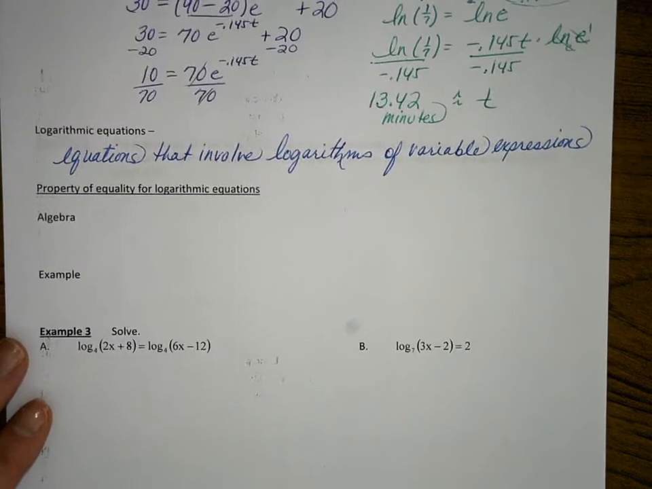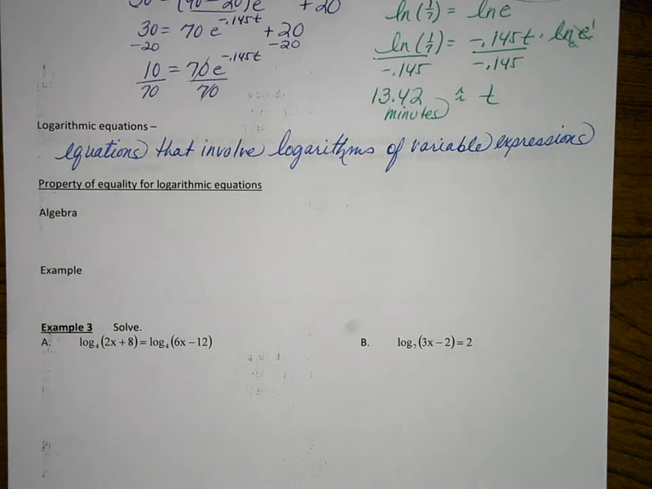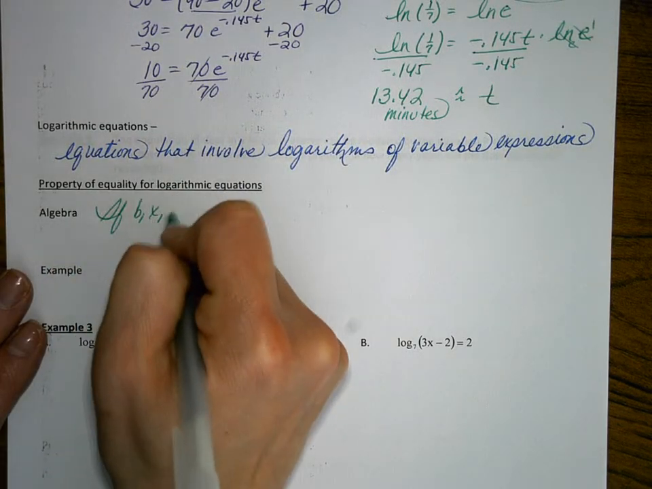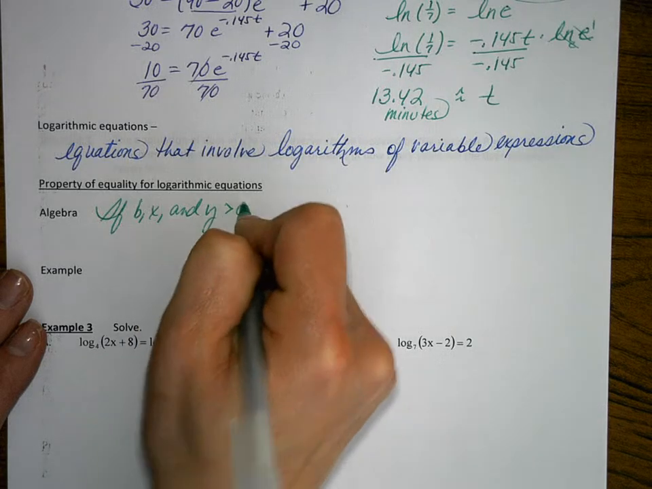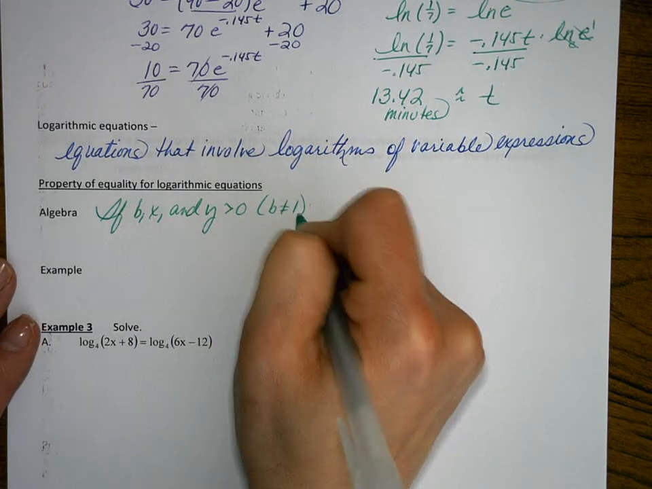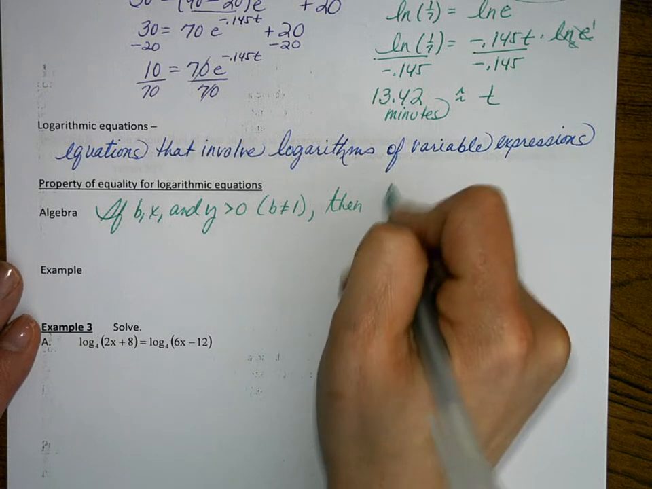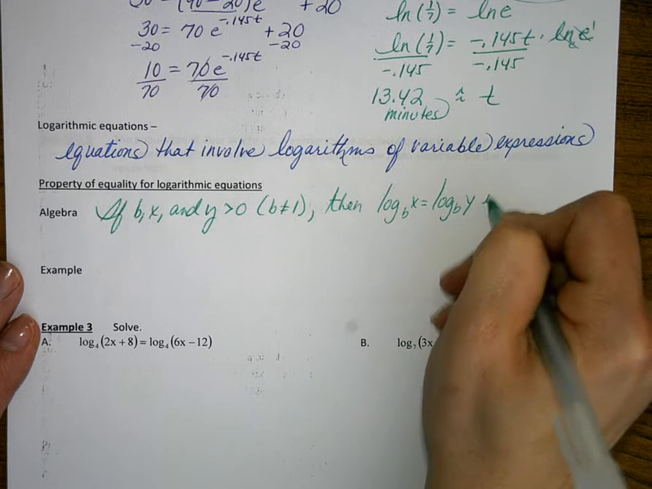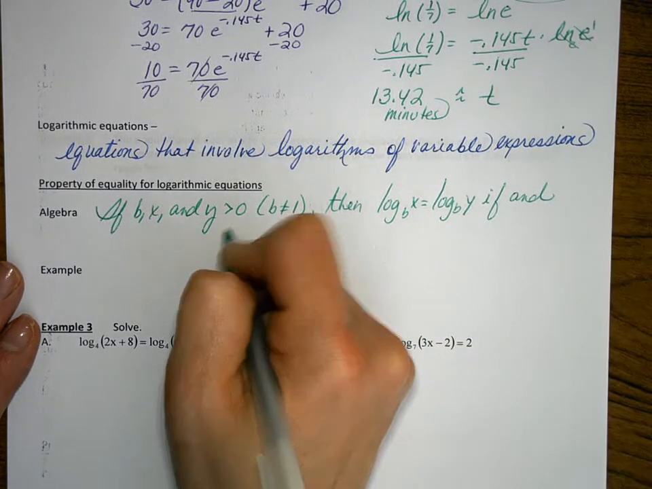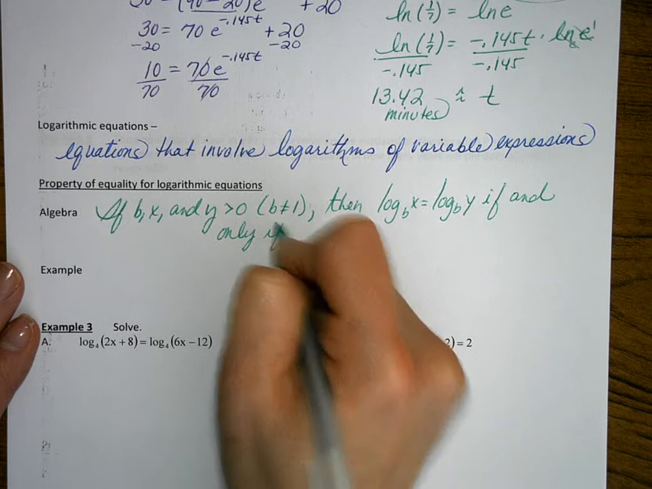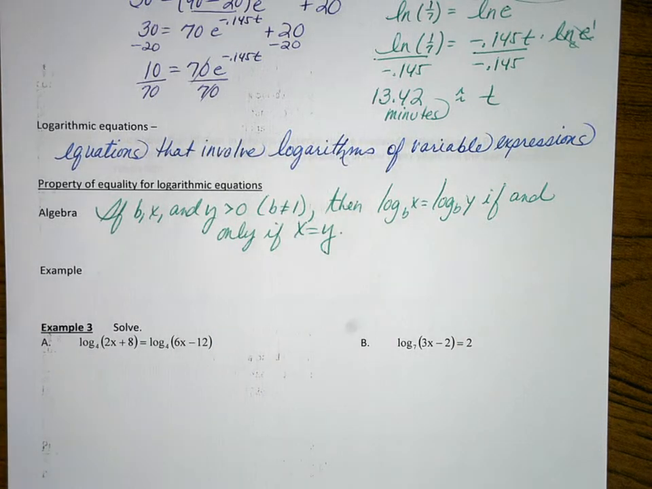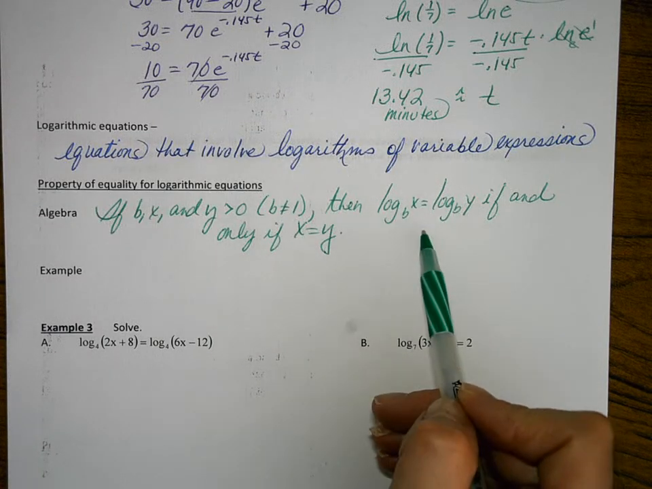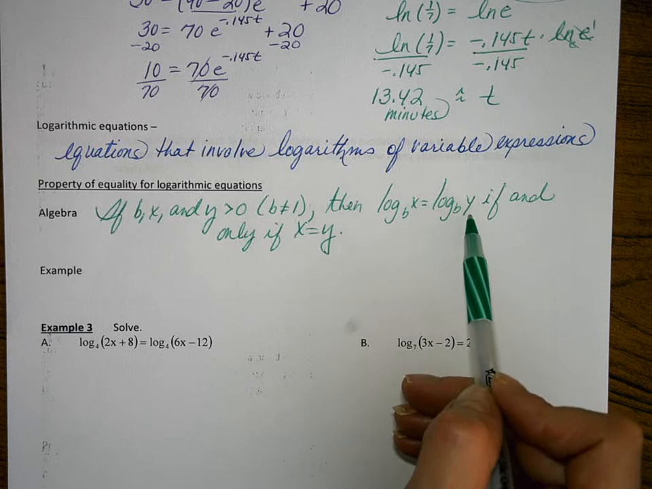All right. Now, something that will help us in solving these. If b, x, and y are greater than 0, b can't be 1 or we got issues, then log base b of x is equal to log base b of y if and only if x is equal to y. If I'm taking the same log on both sides, the only way they're going to be equal is if their arguments, if what is inside is equal.